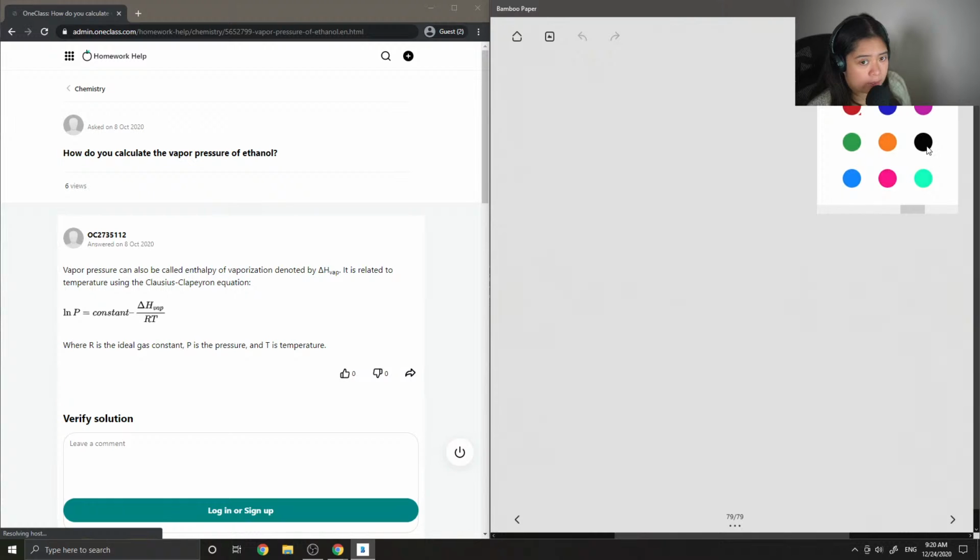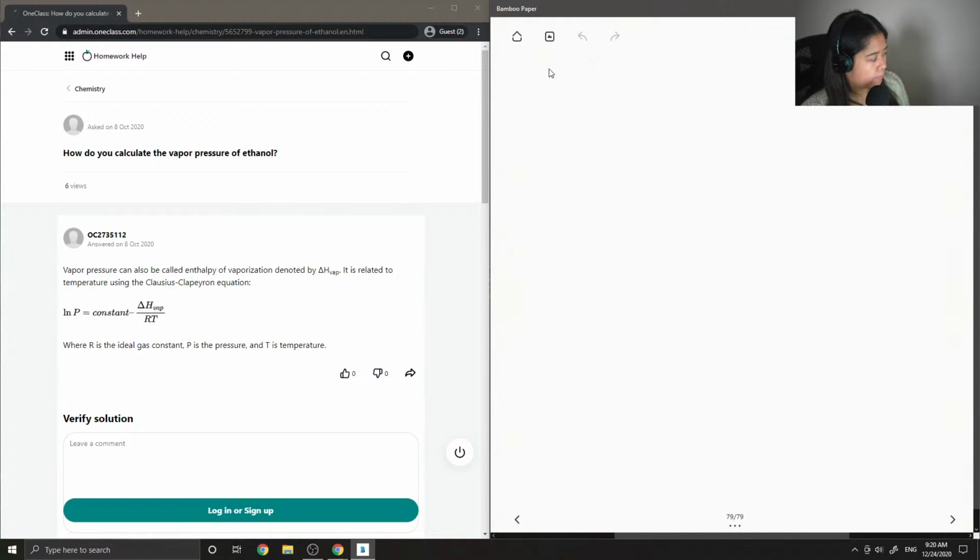Okay, so on to question number 7. How do you calculate the vapor pressure of ethanol? Okay, so the vapor pressure can be calculated using the Clausius-Clapeyron equation.